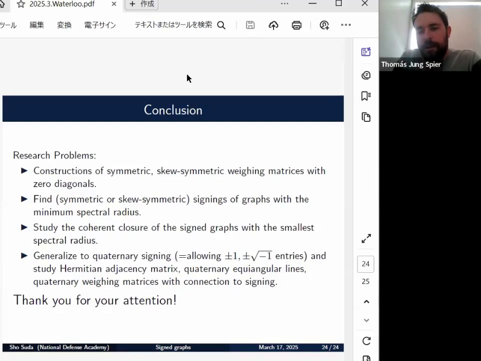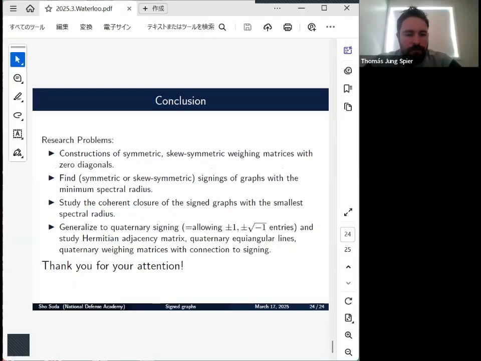So, are there any questions? Yeah, I have a question. You wrote generalize to quaternary signing. Have you considered, for example, other lifts instead of 2 lifts? For example, 3 lifts of graphs, which I think correspond to putting roots of unity instead of plus or minus 1. Do you have results about that as well?